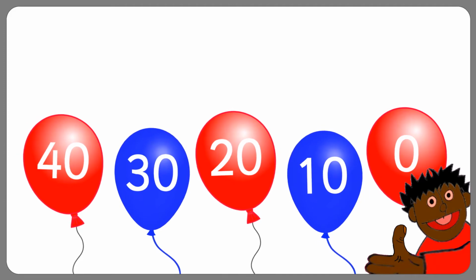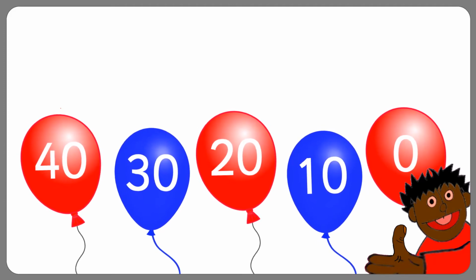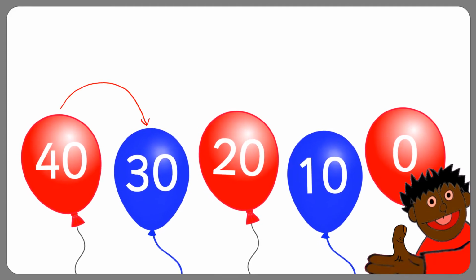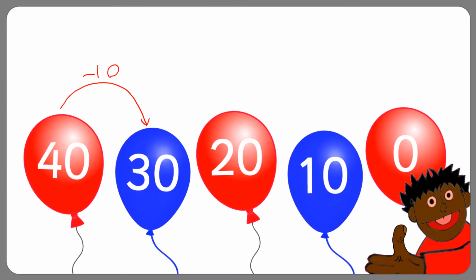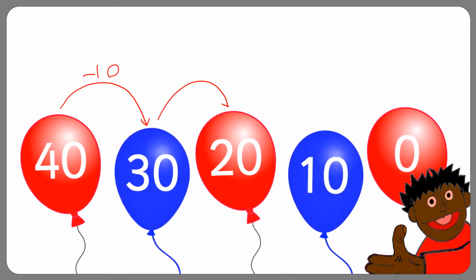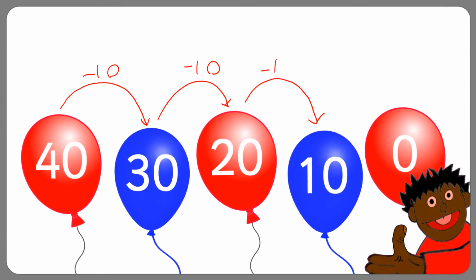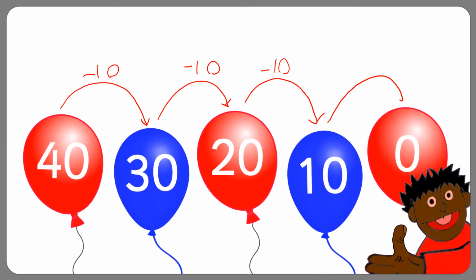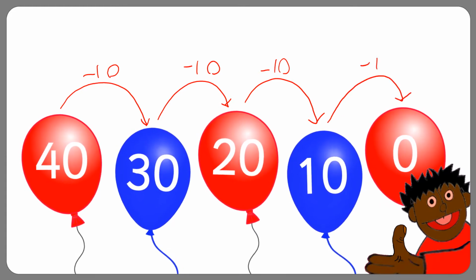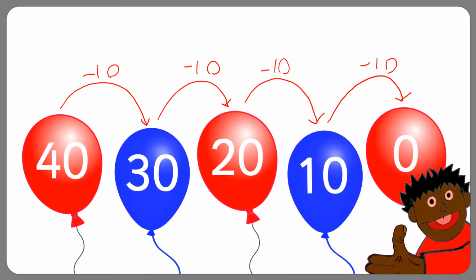And this time our rule was we were counting backwards in tens or taking away 10 each time. So 40, take away 10 is 30, 30, take away 10 is 20, 20, take away 10 is 10, and finally 10, take away 10 was 0. Well done.